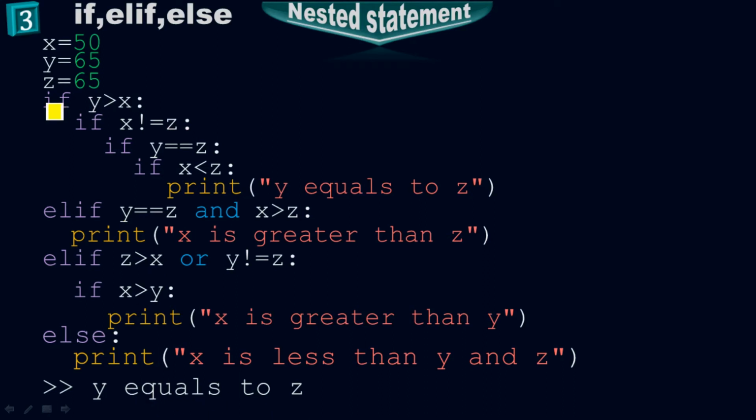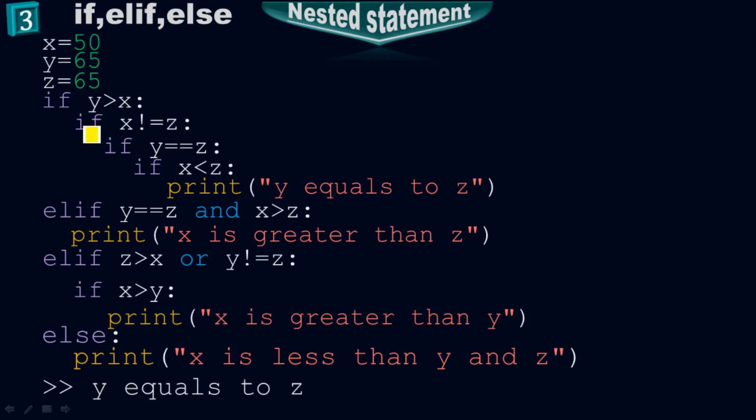When you look at the very first condition, if y is greater than x, what is y? Y is 65 and x is 50. So 65 is greater than 50. Y is greater than x, therefore the condition is true. The statement is satisfied. Therefore the second statement will be executed because the first one is true. If the first one is not true, the second one will not be executed. But since it is true, the second statement will be executed.